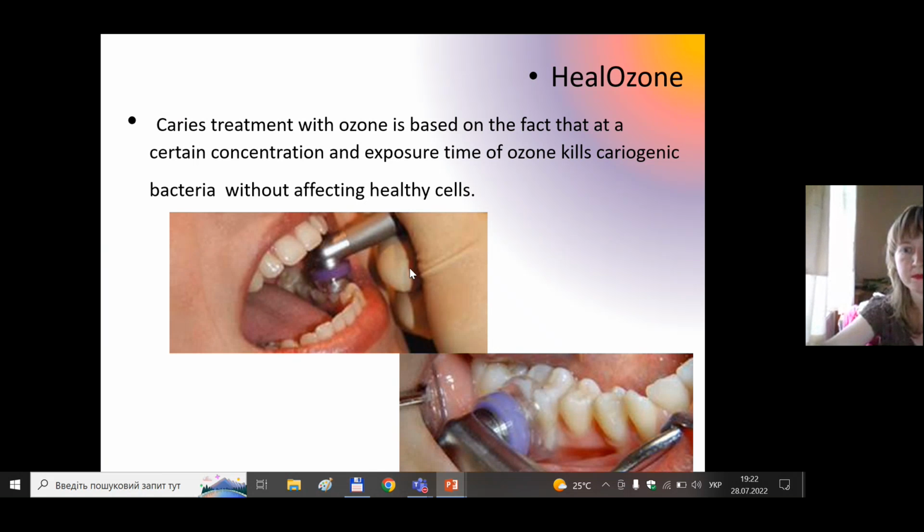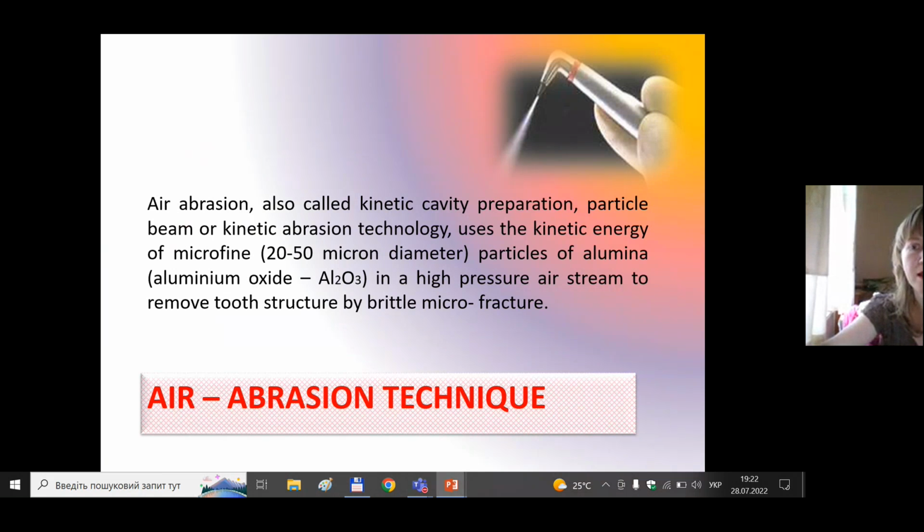HealOzone method. Caries treatment with ozone is based on the fact that a certain concentration and exposure time of ozone kills cariogenic bacteria without affecting healthy cells. Air abrasion. It is also called kinetic cavity preparation. Particle beam or kinetic abrasion technology uses the kinetic energy of microfine particles of alumina in a high-pressure air stream to remove tooth structure by brittle microfracture.